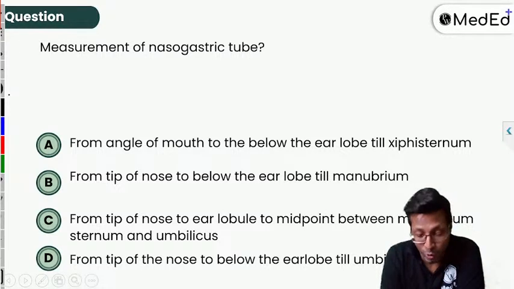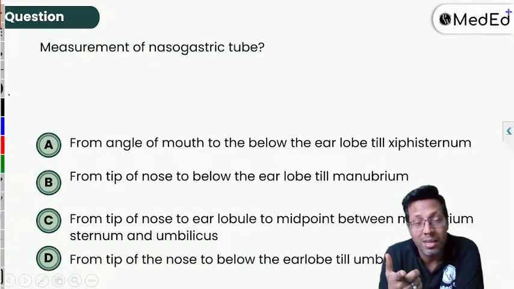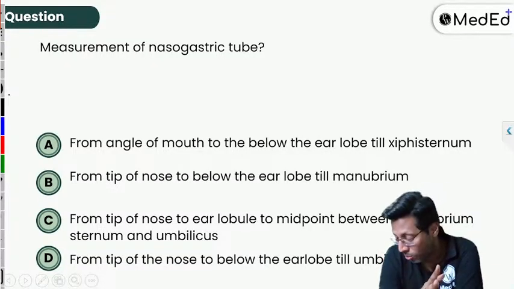Measurement of a nasogastric tube. This is where we make mistakes. If you made a mistake in the previous question, that is understandable. You can't make a mistake here. All of you have been doing it day in and day out.